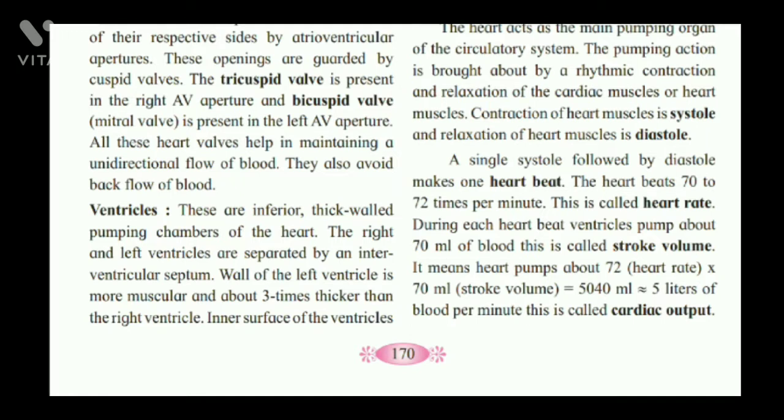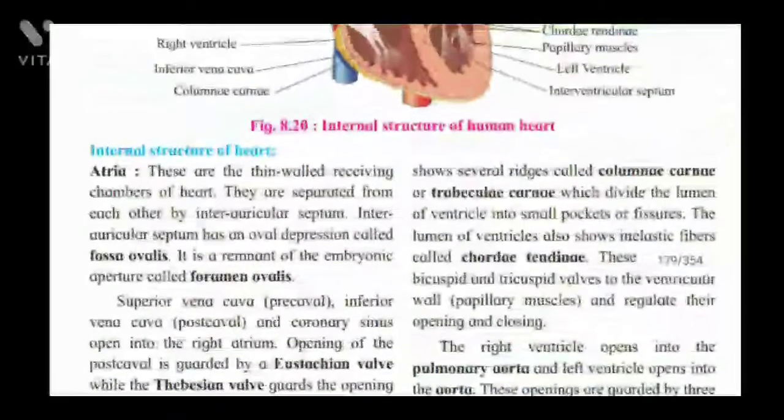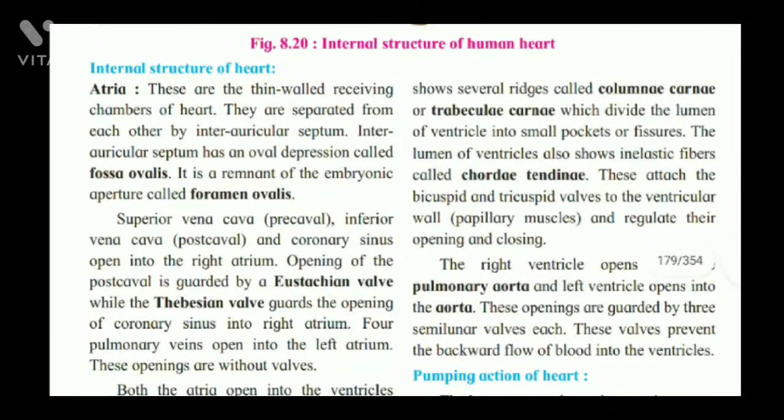The wall of the left ventricle is more muscular and about 3 times thicker than the right ventricle. The inner surface of the ventricles shows several ridges called columnae carneae or trabeculae carneae, which divide the lumen of the ventricles into small pockets or fissures. The lumen of the ventricles also shows inelastic fibers called chordae tendineae. These attach the bicuspid and tricuspid valves to the ventricle wall and regulate their opening and closing.